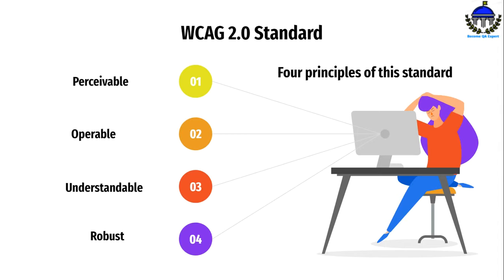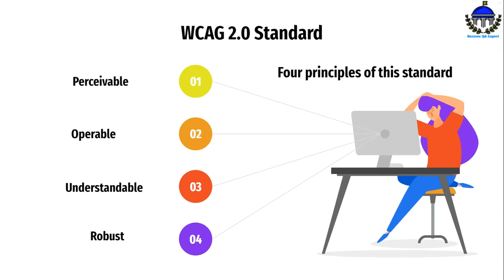Operable. This principle is a guide to ensure users are able to find and navigate through web content and interact with it. For example, keyboard accessibility. You can access the content and user components through the keyboard.